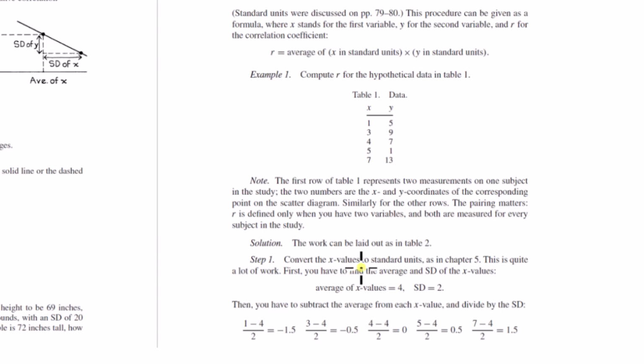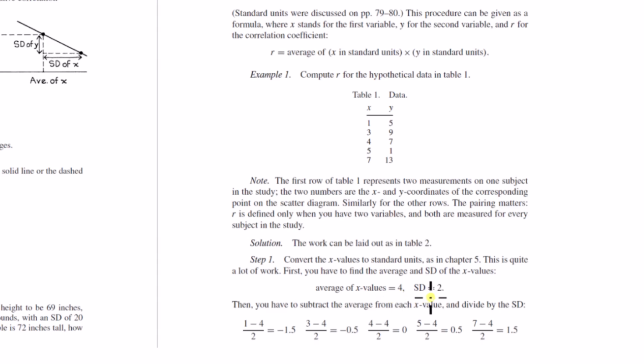Okay. So step one, convert the x values to standard units. This is quite a lot of work. You have to find the average and standard deviation. Exactly. So here's the average of the x values. This is 1 plus 3 plus 4 plus 5 plus 7 divided by 5. So 12, 16, 19, 20. 20 divided by 5 is 4.